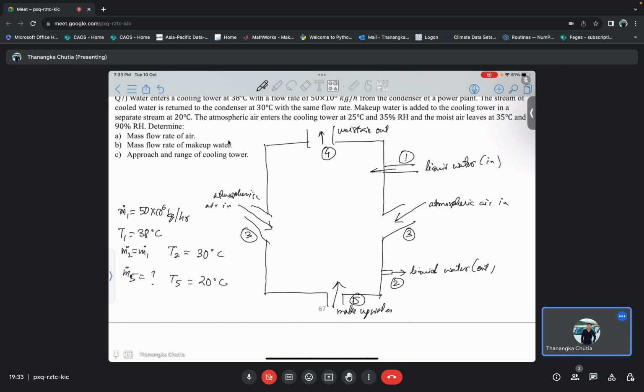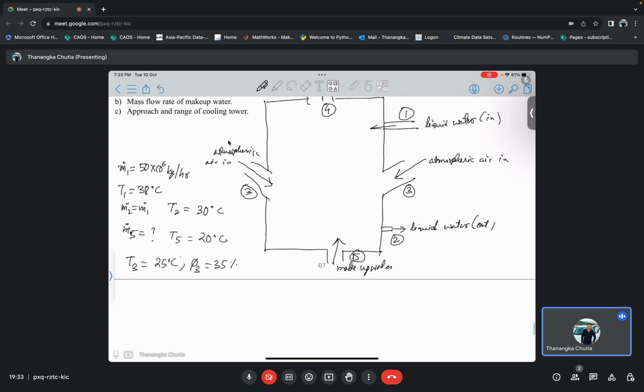Then T3, that is entry air, is given as 25 degrees Celsius, and phi 3 is given as 35%. Similarly for outgoing air, T4 is given as 35 degrees Celsius, and phi 4 is given as 90%. Okay, fine.